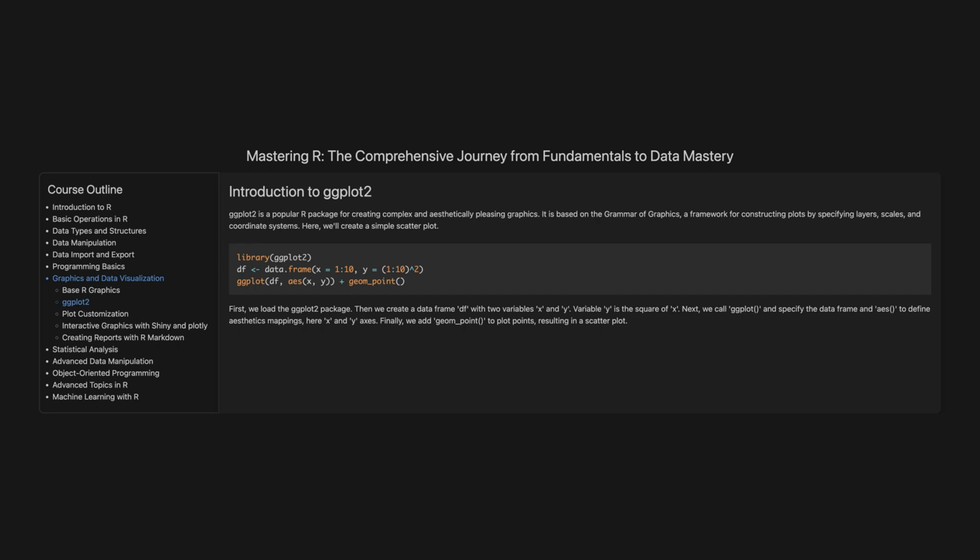First, we load the ggplot2 package. Then we create a data frame df with two variables x and y. Variable y is the square of x. Next, we call ggplot and specify the data frame and aes, to define aesthetics mappings, here x and y axes. Finally, we add geom_point to plot points, resulting in a scatter plot.